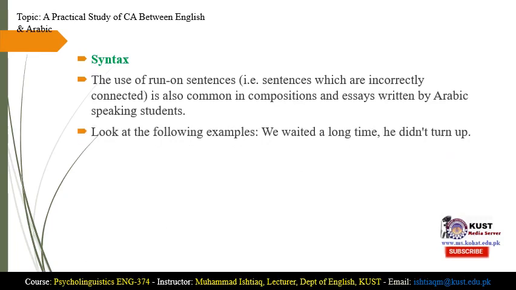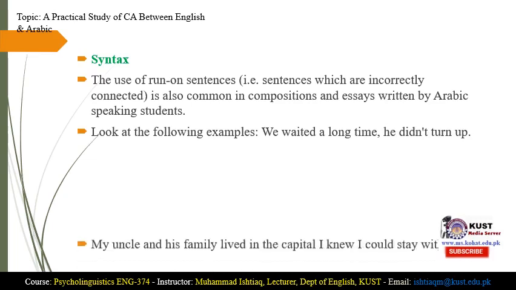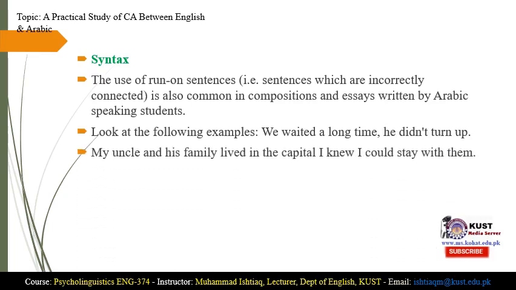We waited a long time. He didn't turn up. And my uncle and his family lived in the capital. I knew I could stay with them. So look at these sentences: they have been combined without using appropriate connecting words. Whenever we want to combine sentences with the help of a conjunction or other appropriate punctuation mark, there must be some reason for combining them.